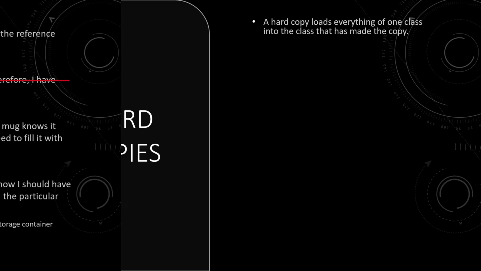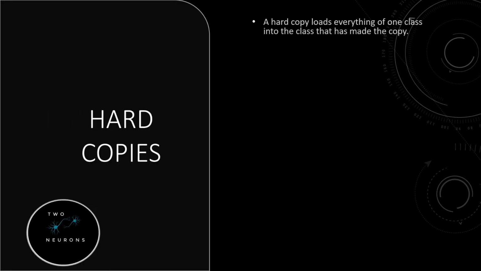So let's talk about hard copies. A hard copy loads everything from one class into the class that has made the copy. So, in our UMG widget for a moment, let's imagine that we cast to our player character. Our UMG now is going to load the player character into memory. It is going to have access to all the functions, all the variables, everything that is in our player character class. It will have direct access to. Violation of encapsulation, that last bit. And I hope you caught my wording. Loads into memory. Oh dear God, it loads it into memory.